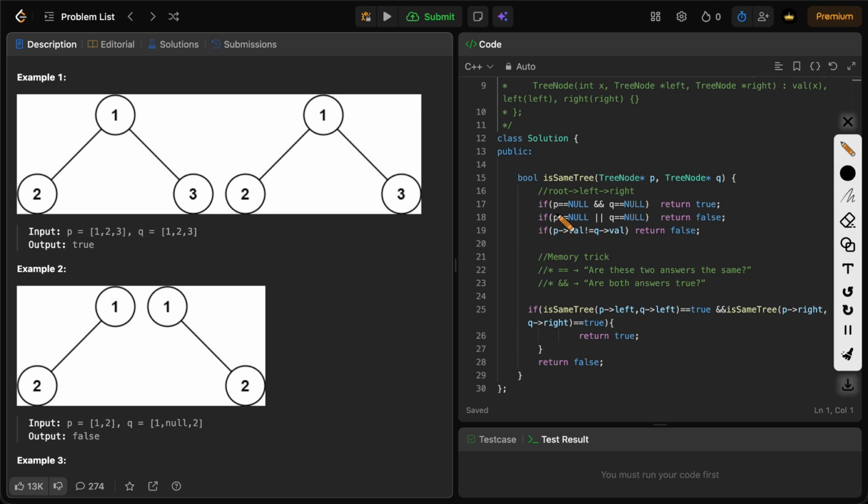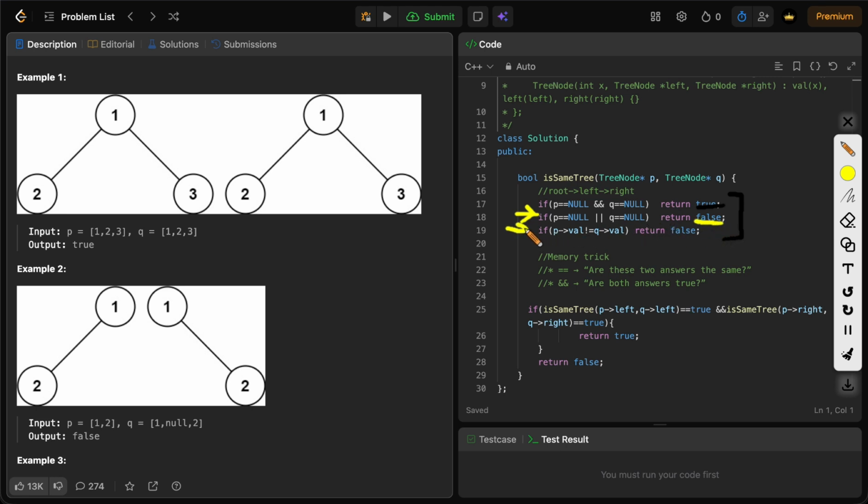So you can see that we have created three base cases. The first one is if the first tree has a null value and the second tree also has a null value. In this case, both the trees are identical, so it will return true. In the second case, if the first tree is null and the second tree is not null, by using the OR operator we write this line, and in this case one will be null and the other will not be null. So in this case our boolean value will be false.